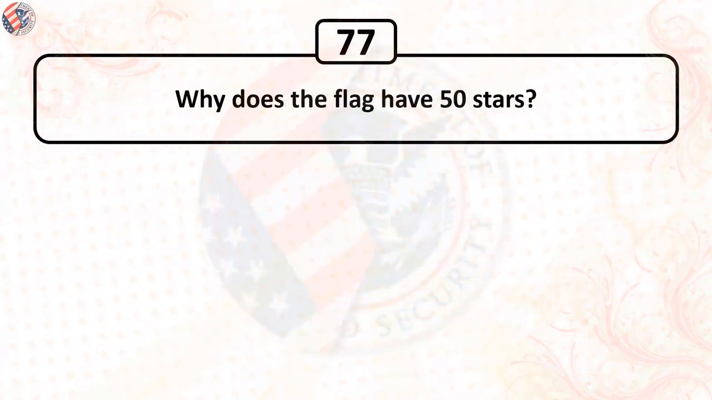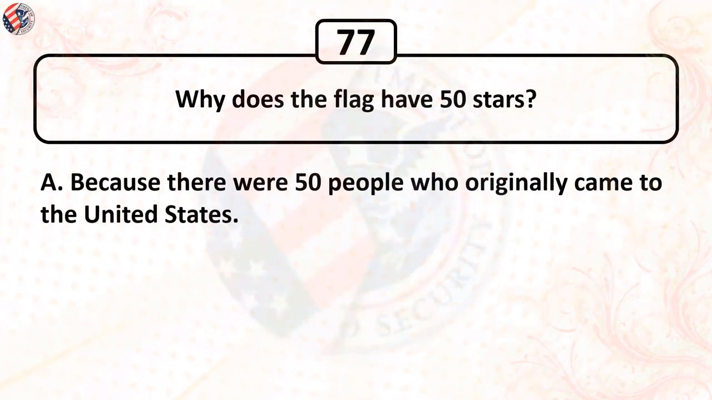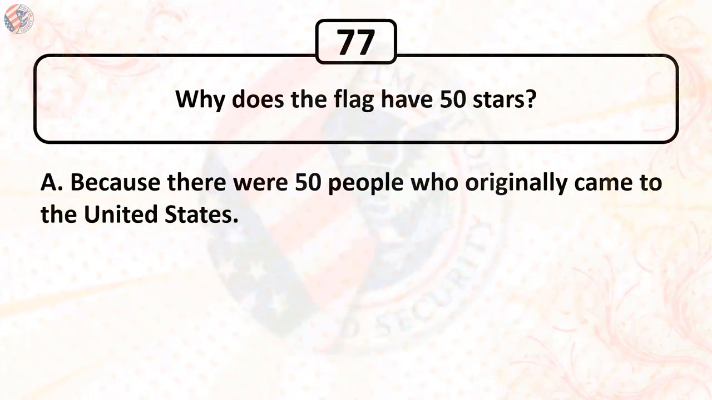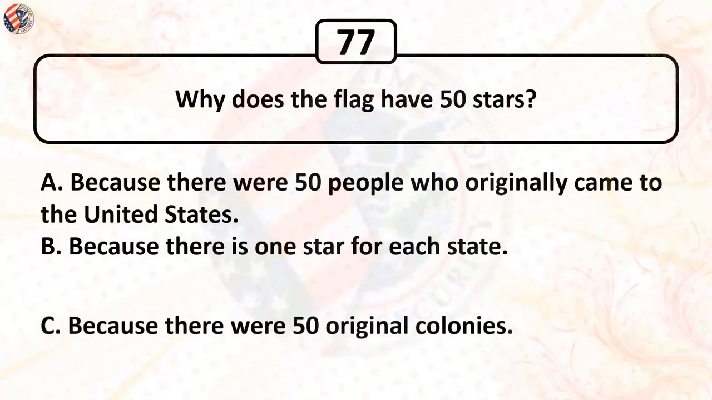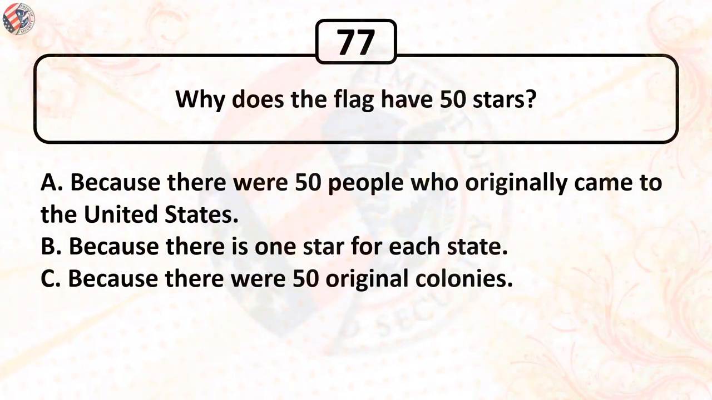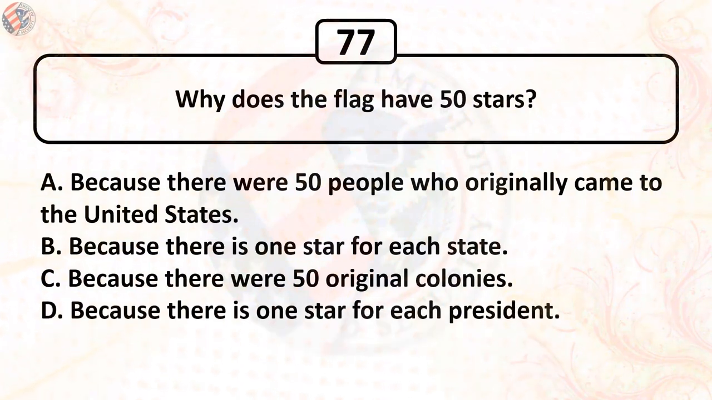Why does the flag have 50 stars? A. Because there were 50 people who originally came to the United States. B. Because there is one star for each state. C. Because there were 50 original colonies. D. Because there is one star for each president.